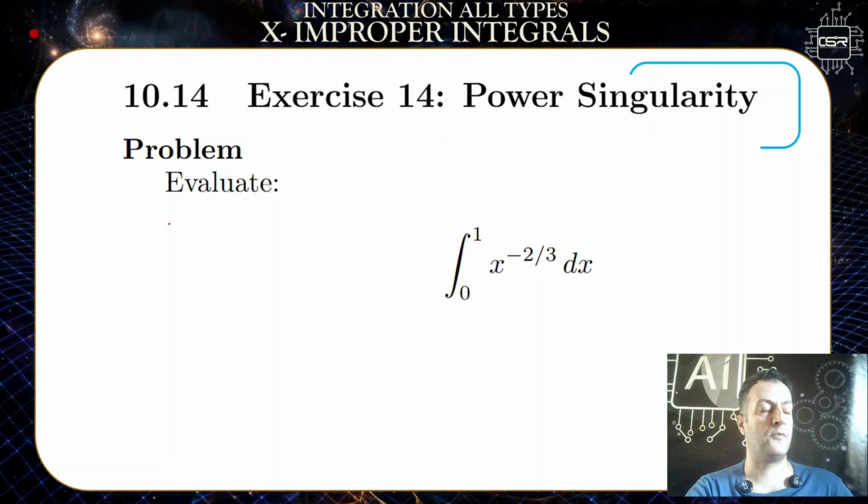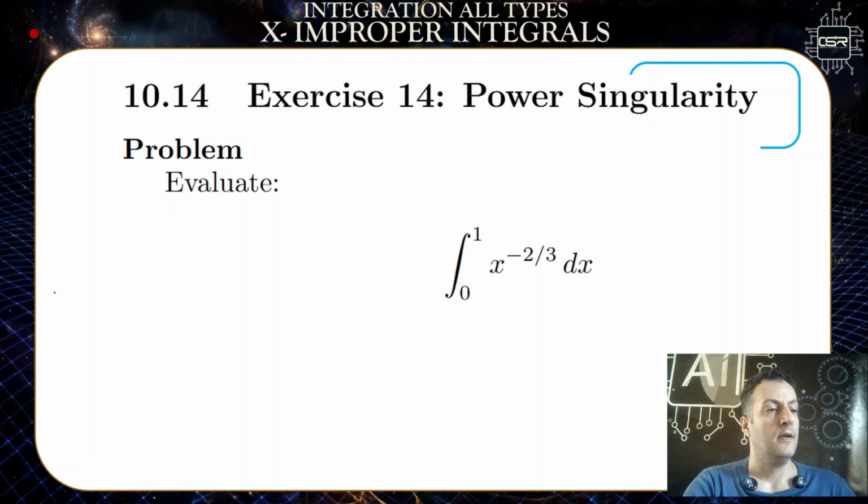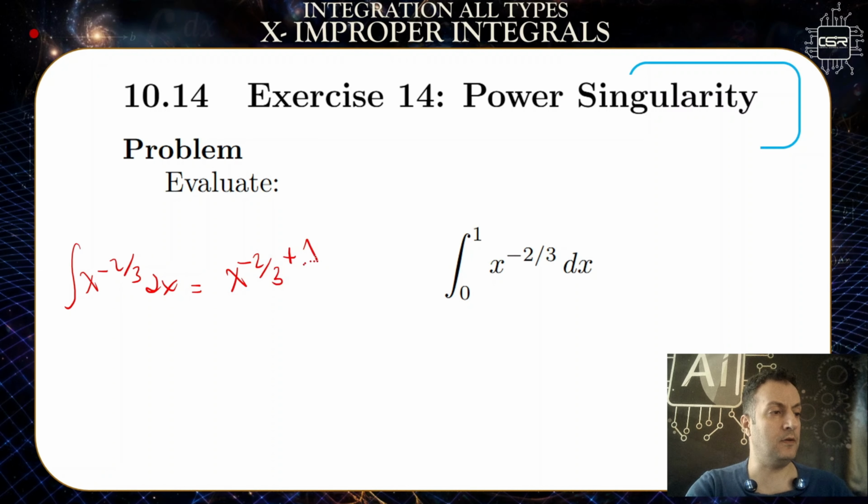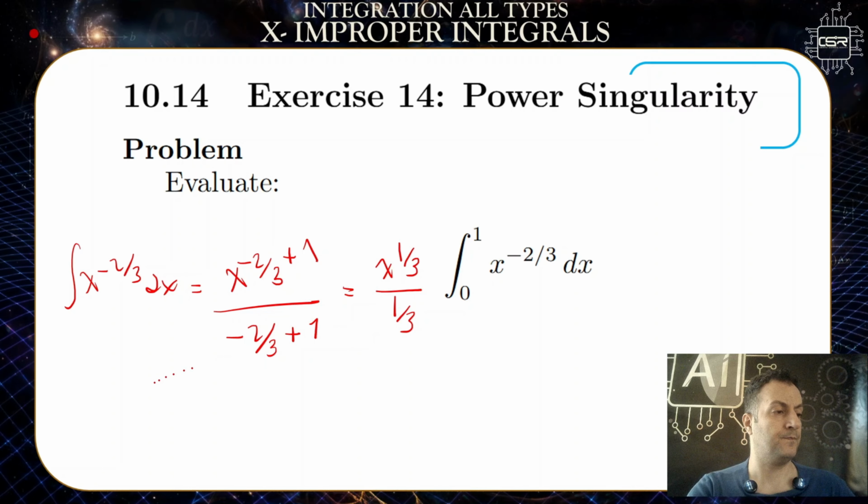Evaluate integral of x to the power of minus 2 over 3 dx. So, without the bounds, this is x to the power of minus 2 over 3 plus 1, over minus 2 over 3 plus 1, which is equal to 3, okay, x to the power of 1/3 divided by 1/3, or equal to 3.